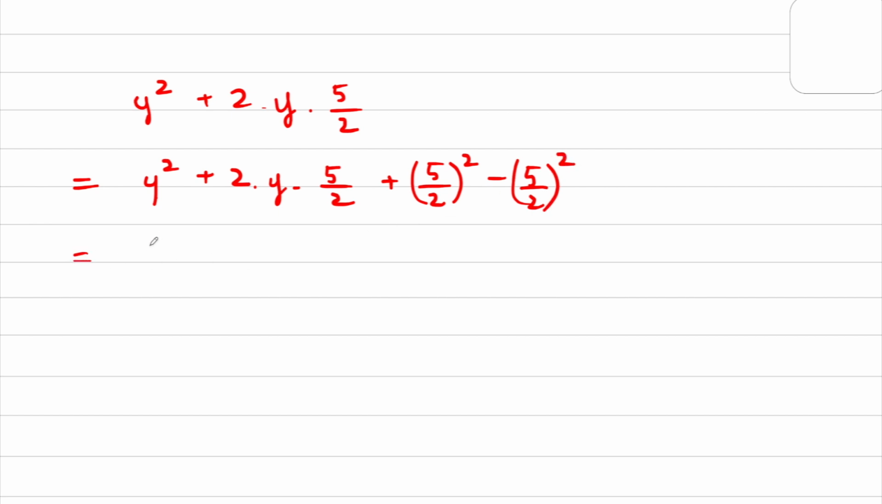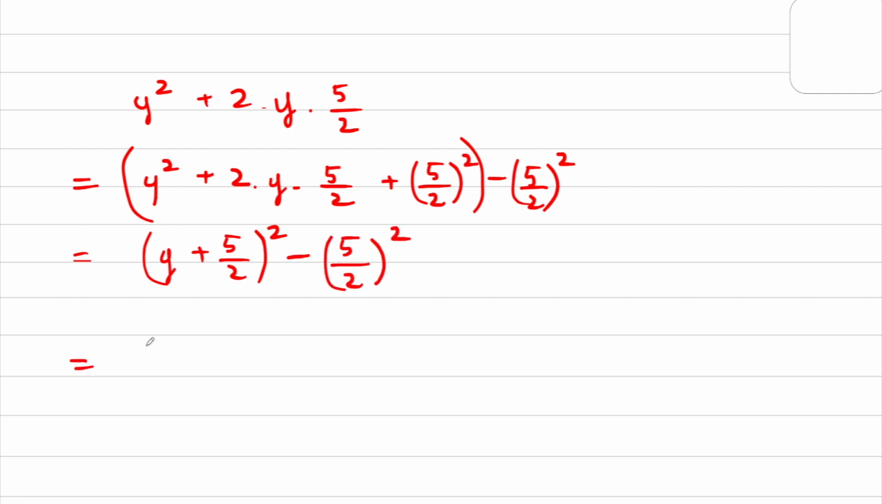And then the first three terms, this one combined with this equal to the perfect square of y plus 5 over 2 and then square outside, minus 5 over 2 square here. So y plus 5 over 2 square minus 25 over 4. Okay, we finish this question. And the same idea with subtraction.